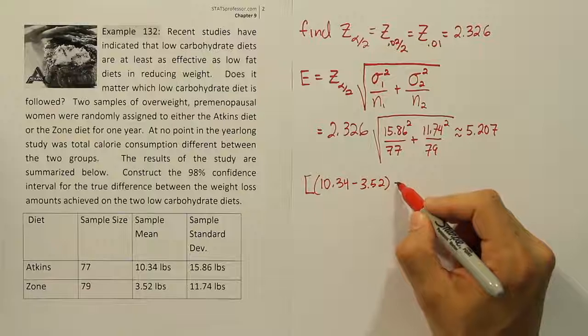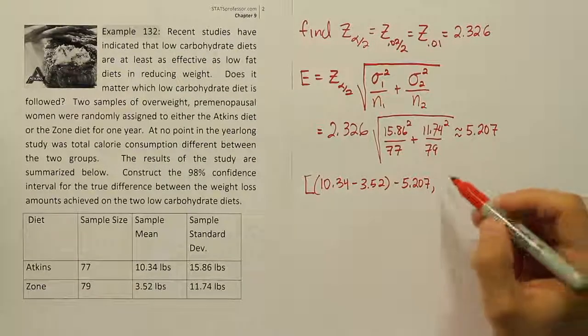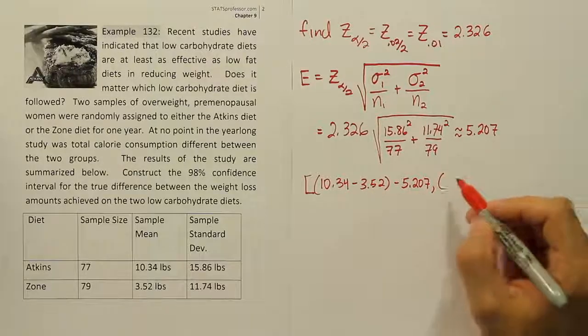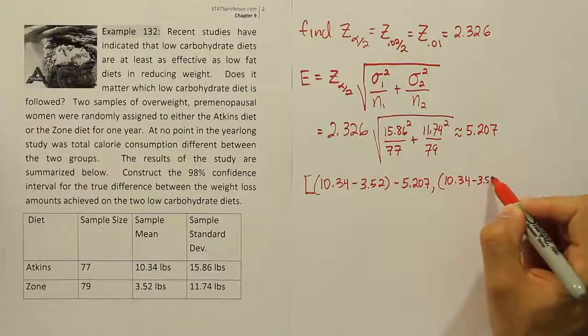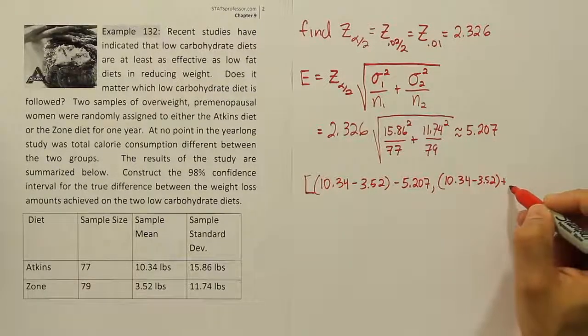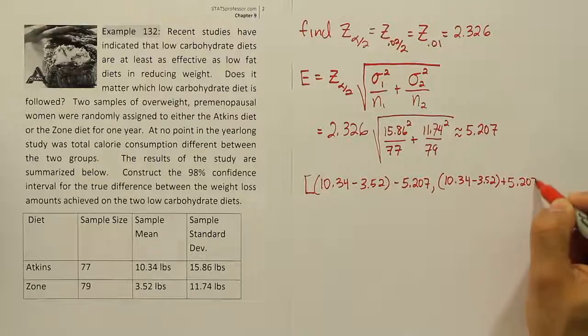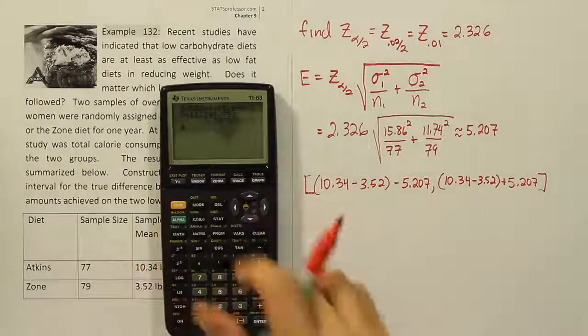And then we'll subtract this error that we found, 5.207. Then we'll do the same difference between the means again, the same exact one. So minus 3.52 here, and then plus that margin of error, which is 5.207. Okay, so we fill that in. Let's work that out in our calculator. So I don't have to keep typing in the error.